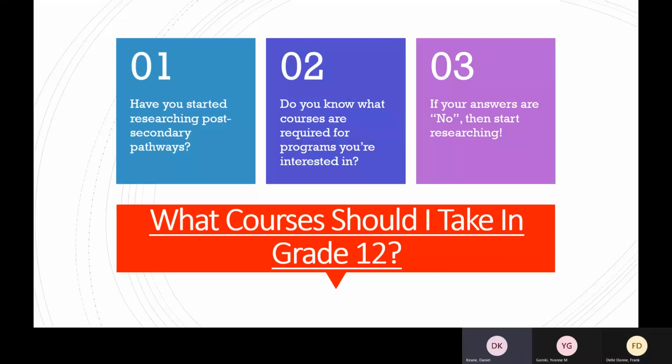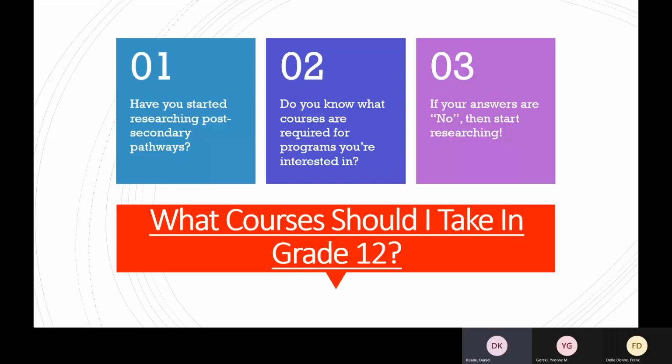Let's look now at what courses you should be taking in grade 12. Outside of these two compulsory courses, the choice of what other courses to choose will depend on your post-secondary pathway plan. There are three things to consider here.